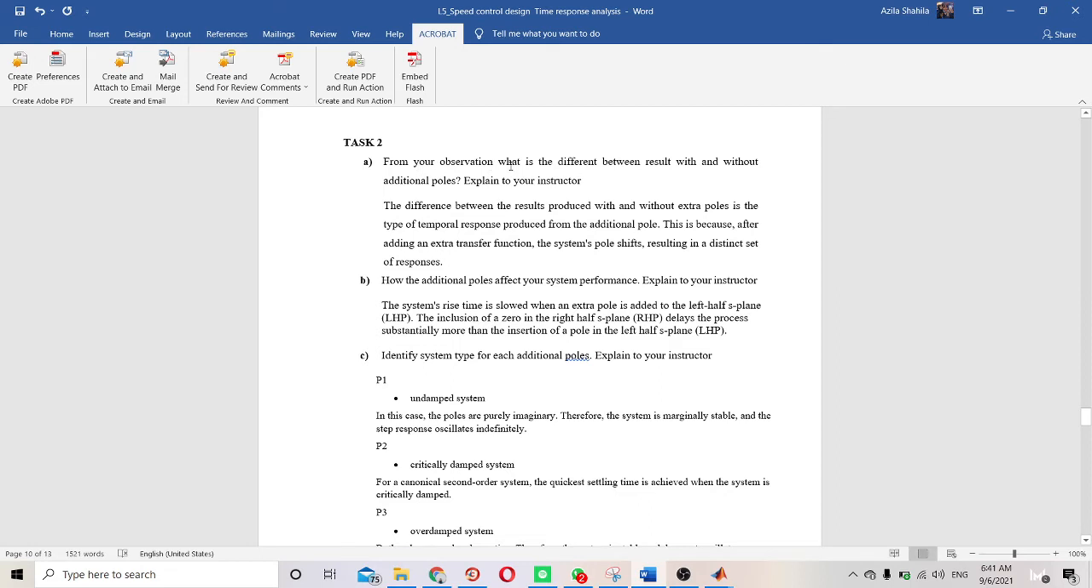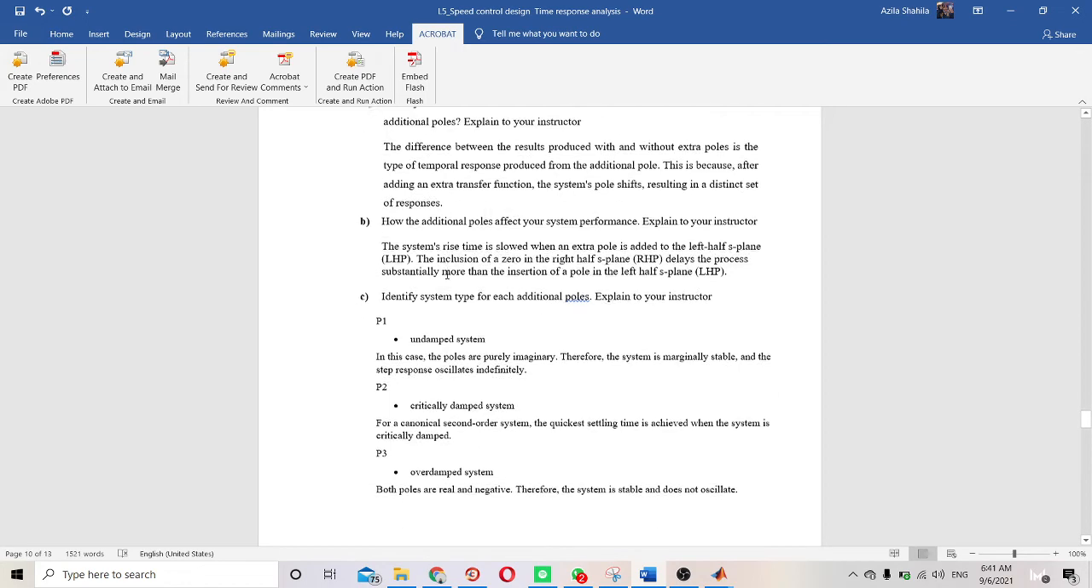Okay, from your observation, what is the difference between the result with and without additional poles? Explain to your instructor. Okay, the difference between the result produced with and without an extra pole is the type of temporal response produced from the additional pole. This is because after adding an extra transfer function, the system's poles shift, resulting in a distinct set of responses.